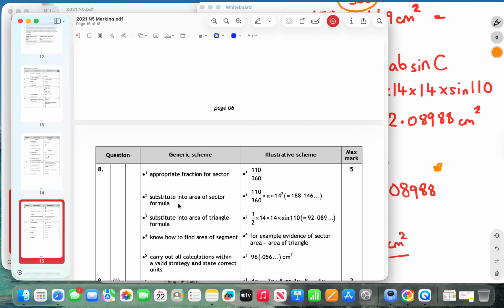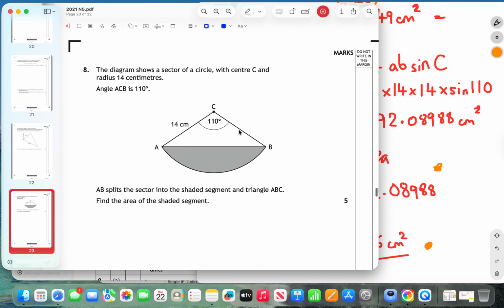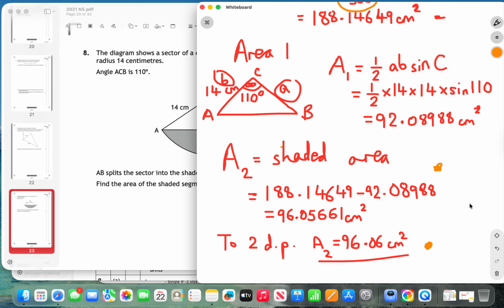And the final mark is for the final answer. There was no directions on rounding, so it's your call, but I thought 2 decimal places, 4 significant figures is your best bet.